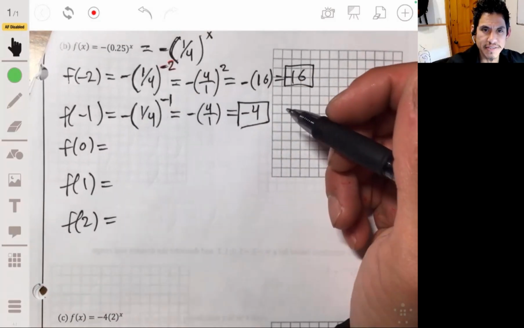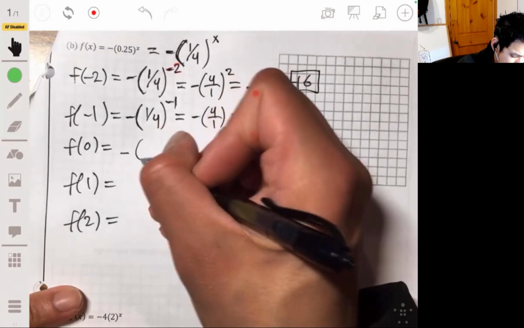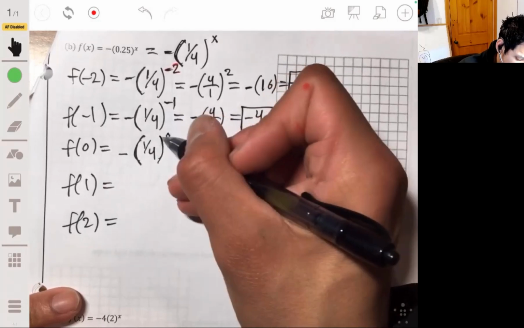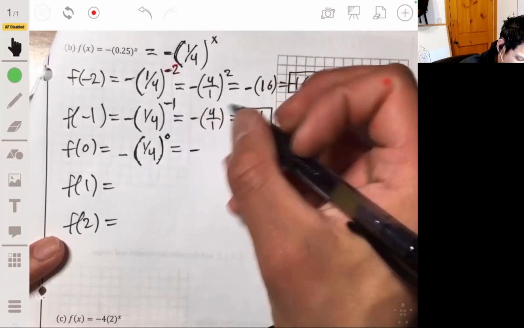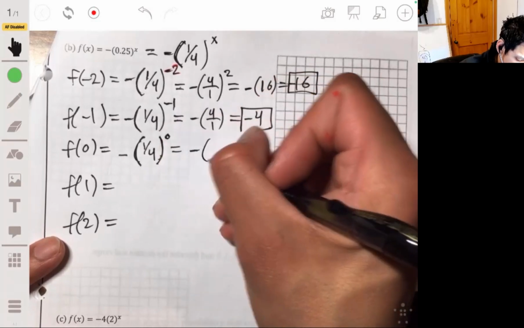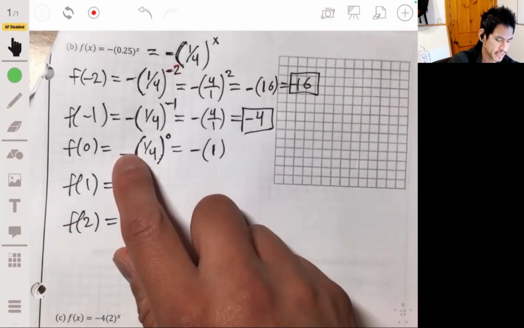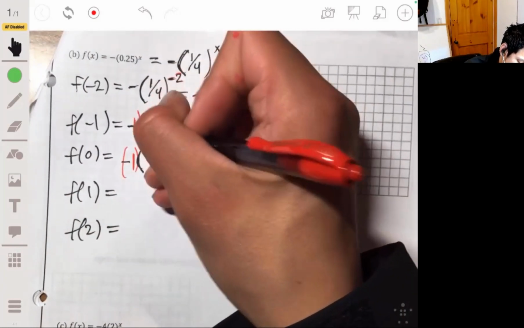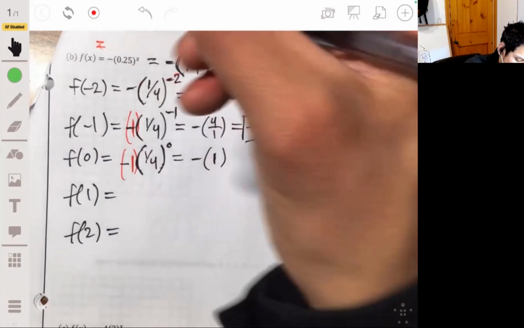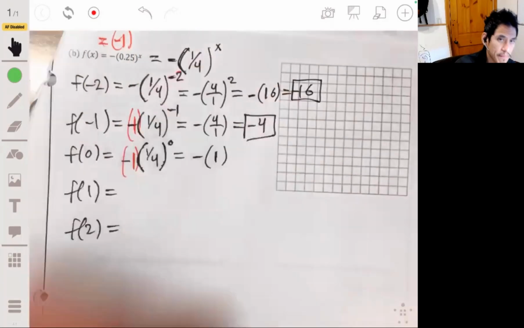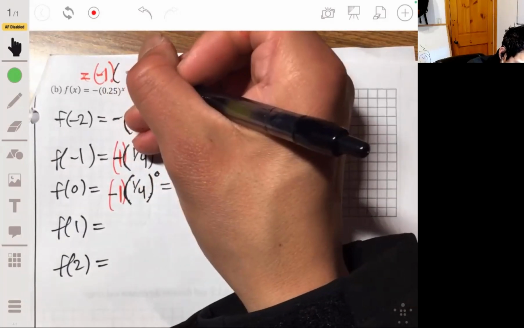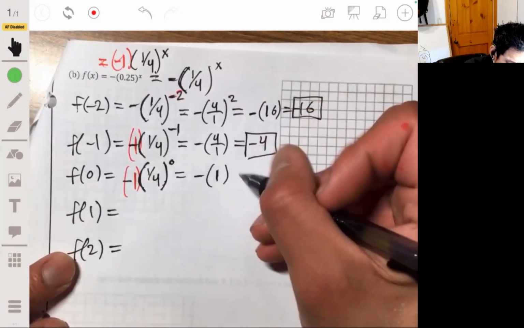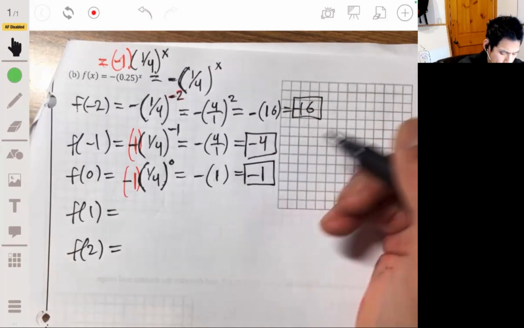I was slanting to the side. F of 0, we get -1 times 1/4 to the 0. 1/4 to the 0, who remembers? It's 1. So negative times 1, or -1 times 1. If you were noticing, I was saying -1, because I want you guys to remember there's technically a -1 here. It helps students to remember to do that multiplying after you raise the exponents. That way you avoid a deadly mistake. And so then we get -1, not 1 here.